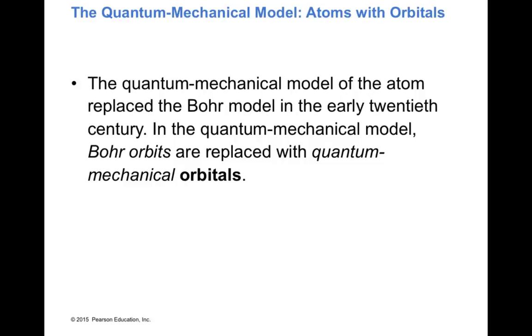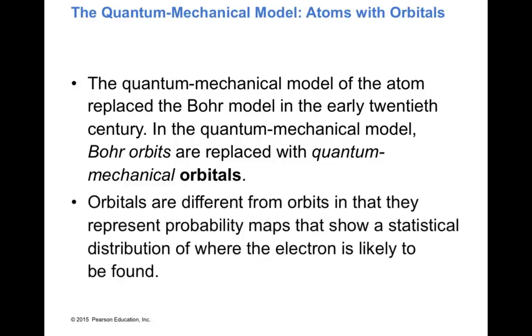In the quantum mechanical model, Bohr orbits are replaced with quantum mechanical orbitals. Basically they are the same concept, but from a different perspective, and we're going to explain that a little bit later. The orbitals are different from the orbits in that they represent probability maps that show a statistical distribution of where the electron is likely to be found. So those are the orbital statistical distribution of where the electron is likely to be found.